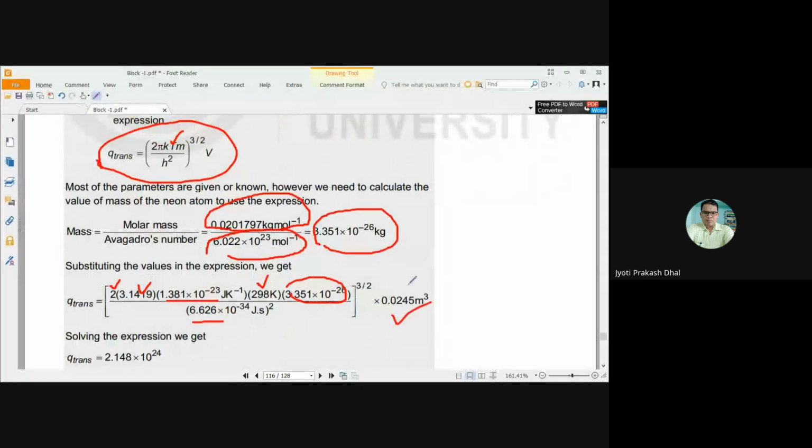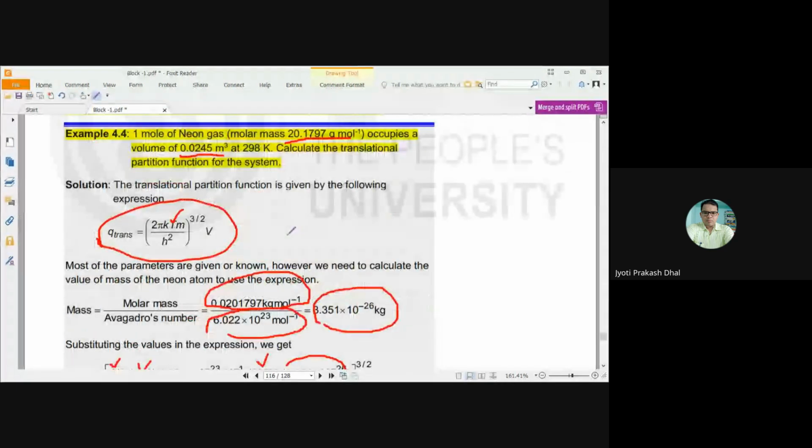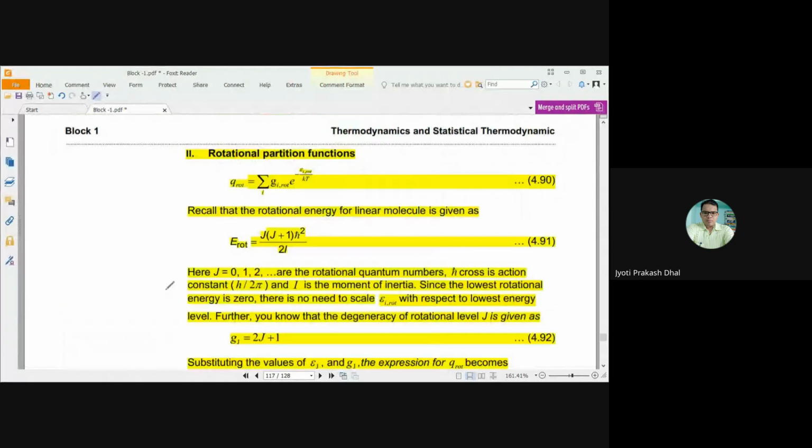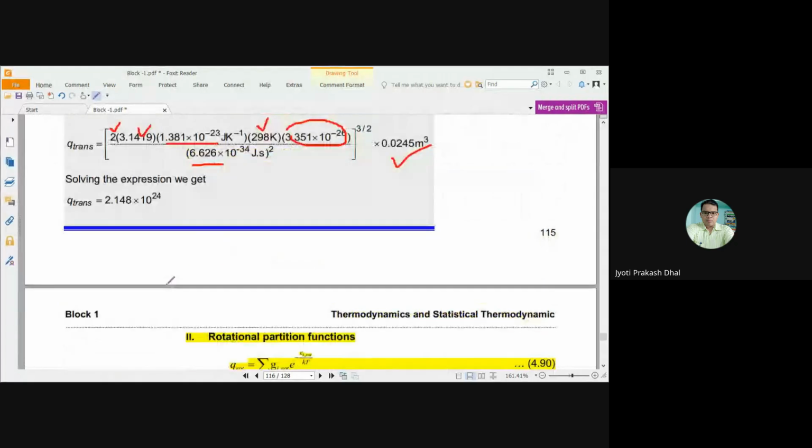So all the values are given. Just we have calculated the mass of a single neon atom, and after putting all the values in the expression for the translational partition function, we can find the value of Q translational equals to 2.148 into 10 to the power 24. So this is one long question and it's a numerical question.